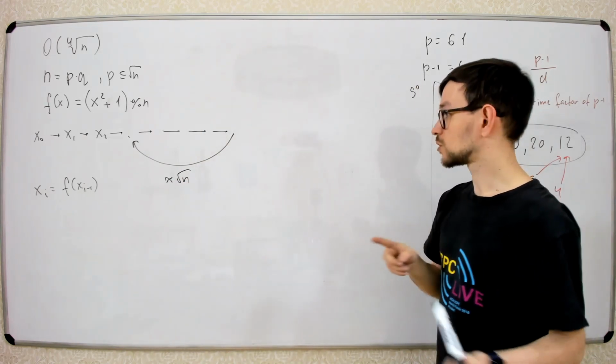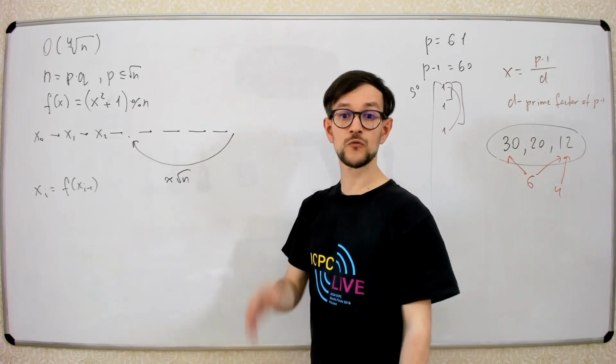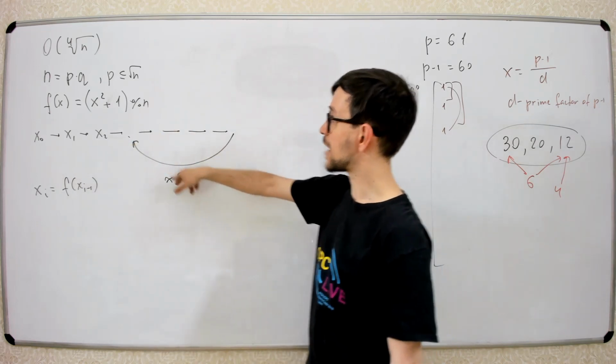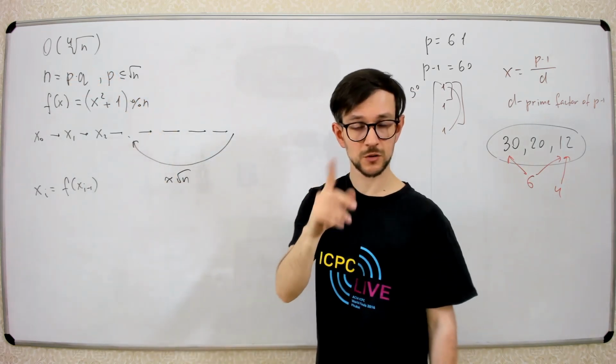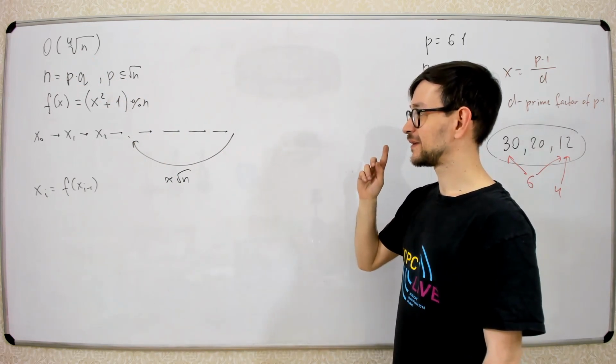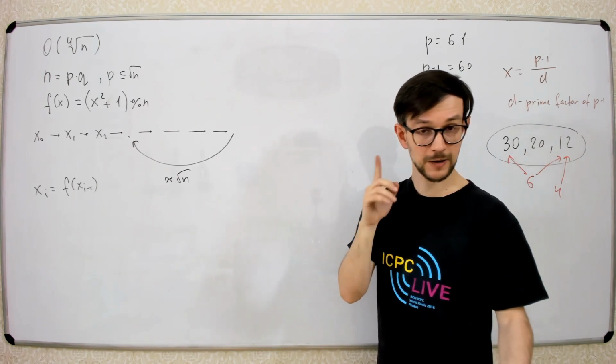That's not all. How will it help us to factorize a number? Well, first of all, we will find a cycle in square root of n, and I promised you this time complexity, so it's not enough. Secondly, how will this cycle actually help us to factorize the number? But it will help.